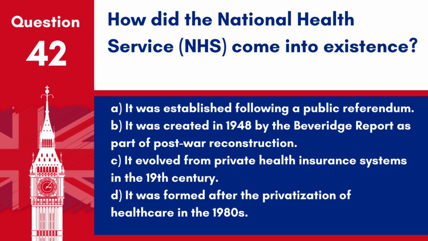Question 42. How did the National Health Service, NHS, come into existence? A. It was established following a public referendum. B. It was created in 1948 by the Beveridge Report as part of post-war reconstruction. C. It evolved from private health insurance systems in the 19th century. D. It was formed after the privatization of healthcare in the 1980s.